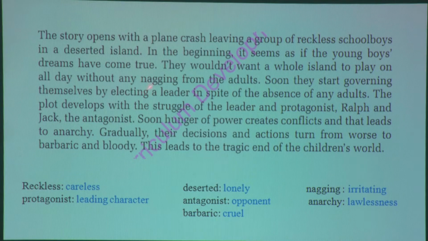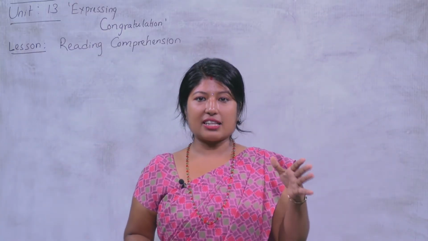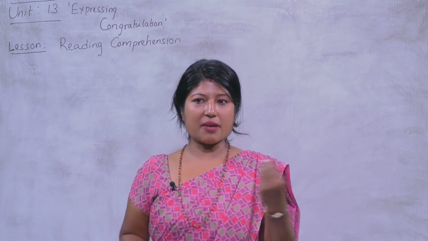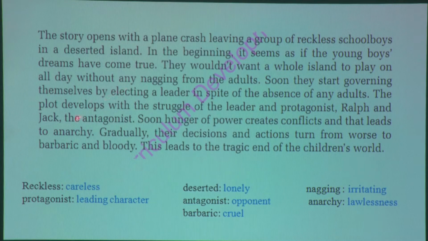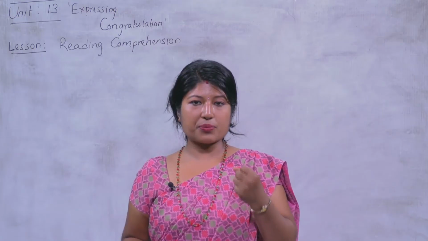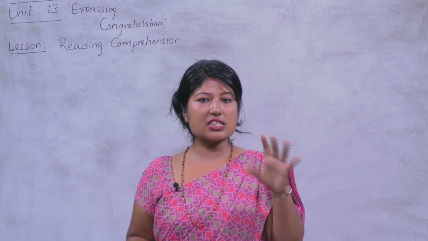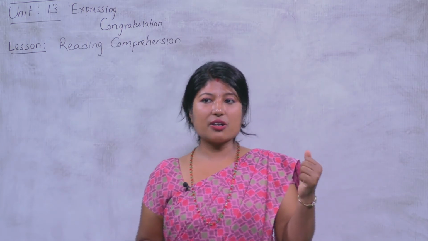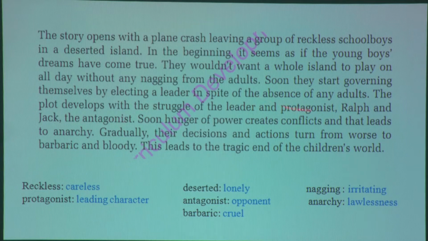Soon they start governing themselves by electing a leader in spite of the absence of any adults. There were no adult people, only children. That's why they felt that there should be a kind of leadership among them. So they chose a leader. The plot develops with the struggle of the leader and protagonist. Protagonist means central character, chief character, the main character, let's say hero. So hero, Ralph, and Jack, the antagonist. Ralph is the hero and Jack is the antagonist. Antagonist is the opponent of the hero, let's say villain, in a common word.